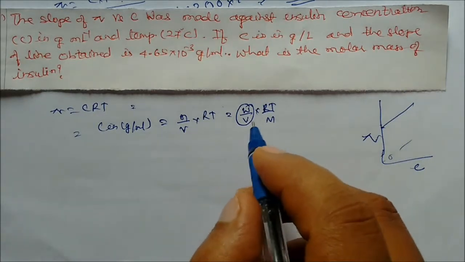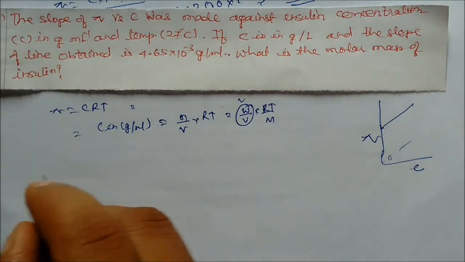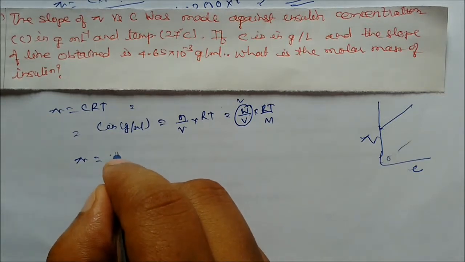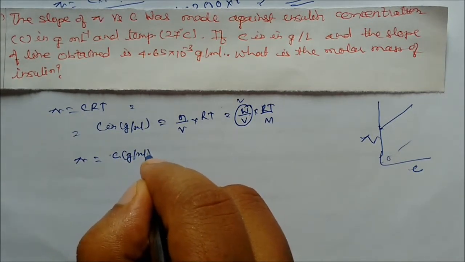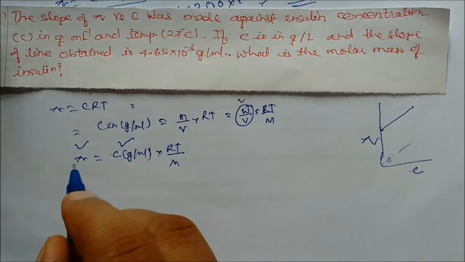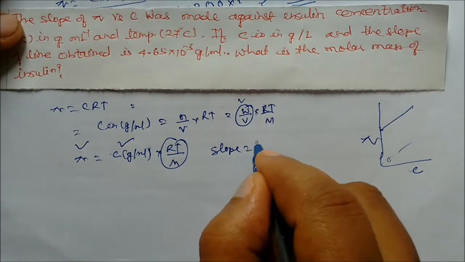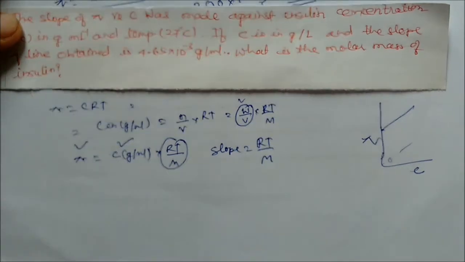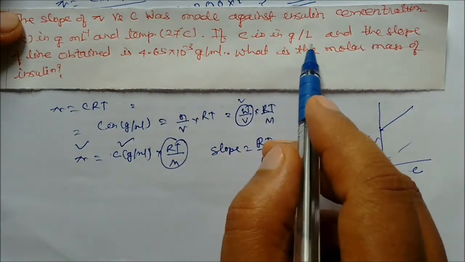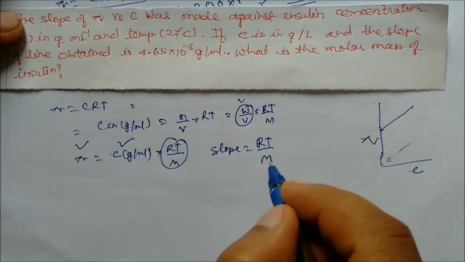Okay, so here we can find pi versus concentration. So pi is equal to concentration in gram per ml into RT by M. Okay, so this is pi versus C given here. So RT by M becomes your slope. So slope will become RT by capital M. They have given the slope here in gram per ml, so we have to multiply by liter to convert ml into liter.